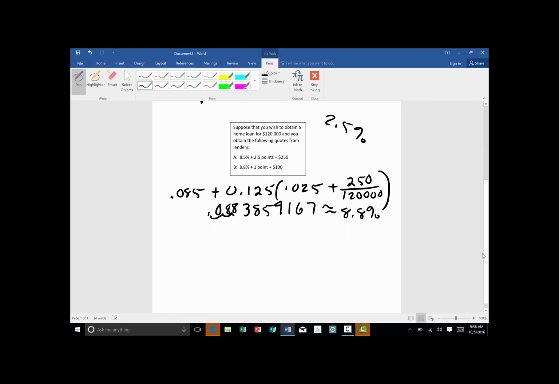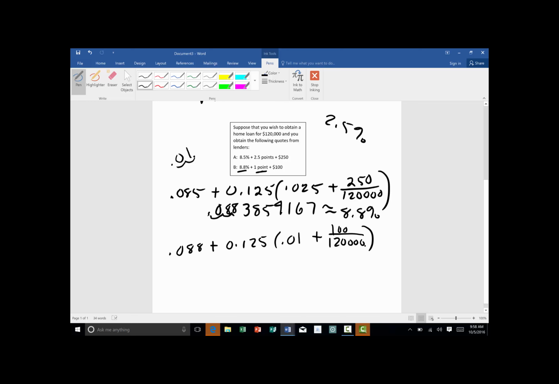So let's see what the other one would be. If I add my 8.8%, which is 0.088, plus the weighting factor, remember this is just your formula, times, and we've got the points. That's what this part is. This is 1 point. So 1%, if I move my decimal 2 places to the left, I would put 0.01 plus fee over amount of the loan.